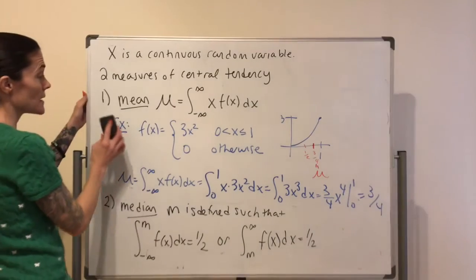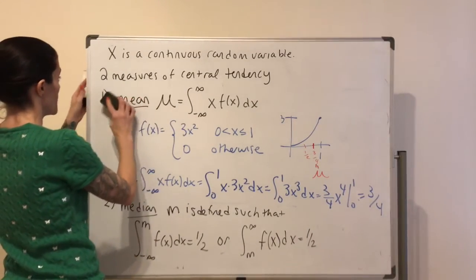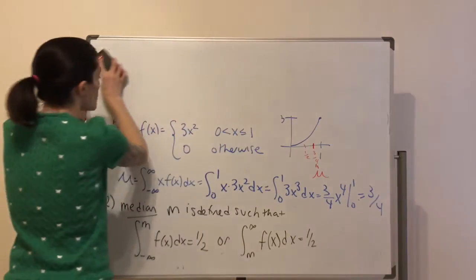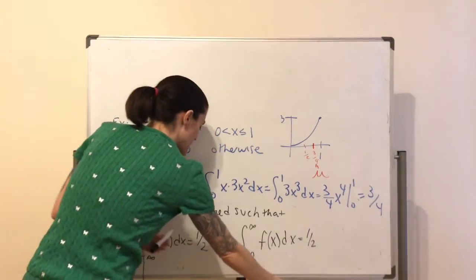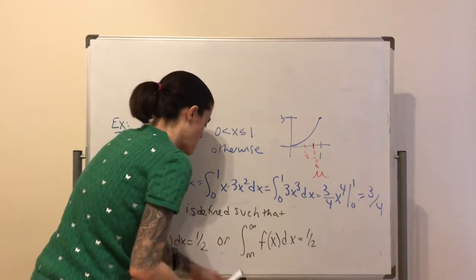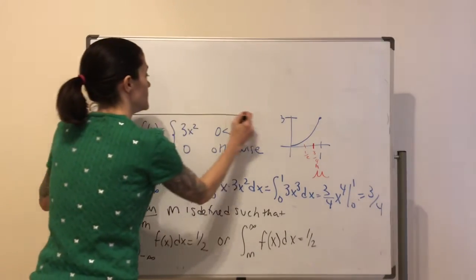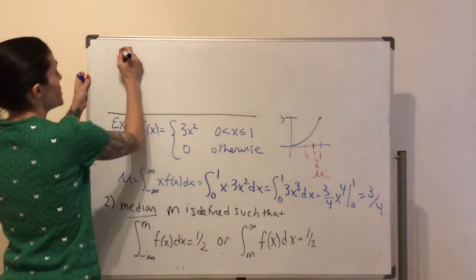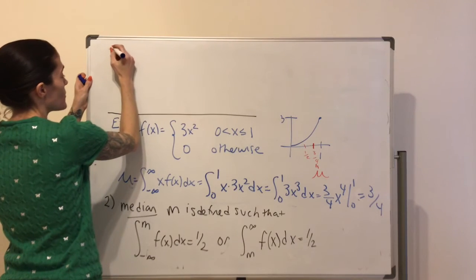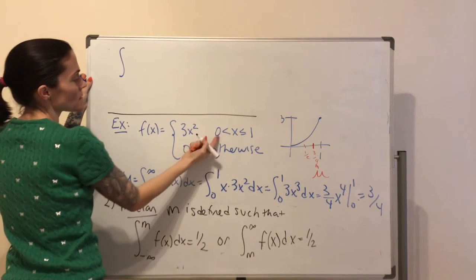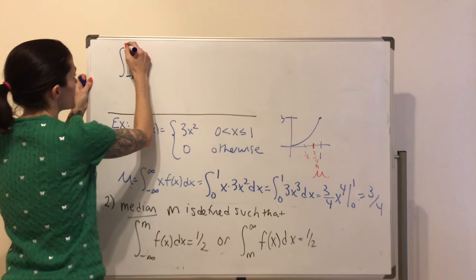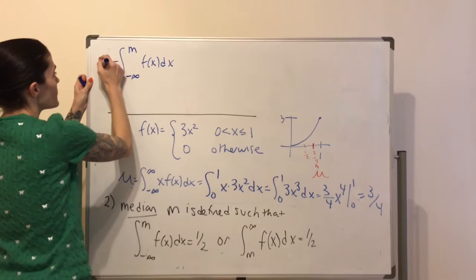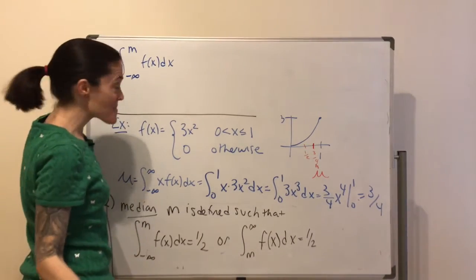Now, if I go back to this example here, maybe I can even fit it above. Well, how would we calculate the median? I'll put a line. So the median for this example, we would integrate. I'm going to start, well, I'll do this one. Minus infinity to m of f of x dx. This would be a half. And then I solve for m.